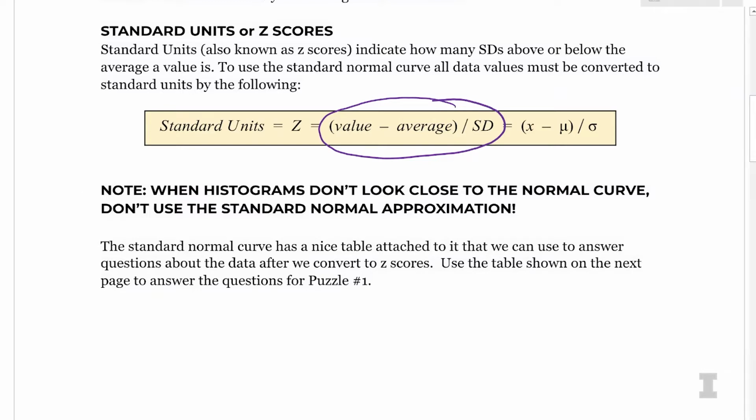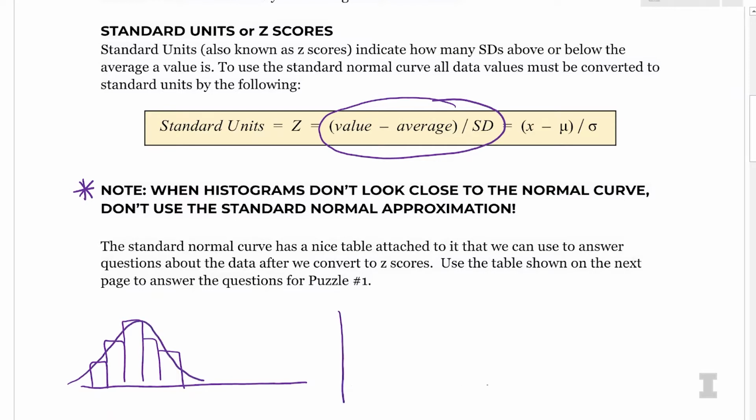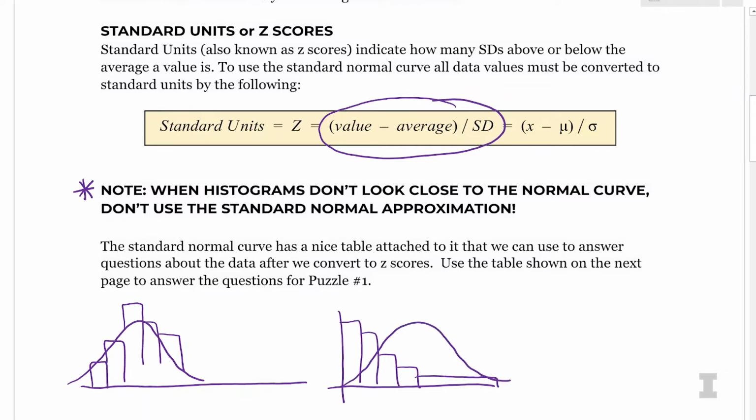And we want to make sure to only use this standard normal curve if the histogram looks like the normal curve. Because essentially what we're doing is we're saying we have a histogram that looks roughly normal. Let's just say it looks something like this. And we're saying we're going to estimate this histogram to be the standard normal curve. If our histogram didn't look normal, like let's just say our histogram had a long right-hand tail, something like this, if we tried to use the normal curve to estimate percentages, we'd be off because it doesn't line up.